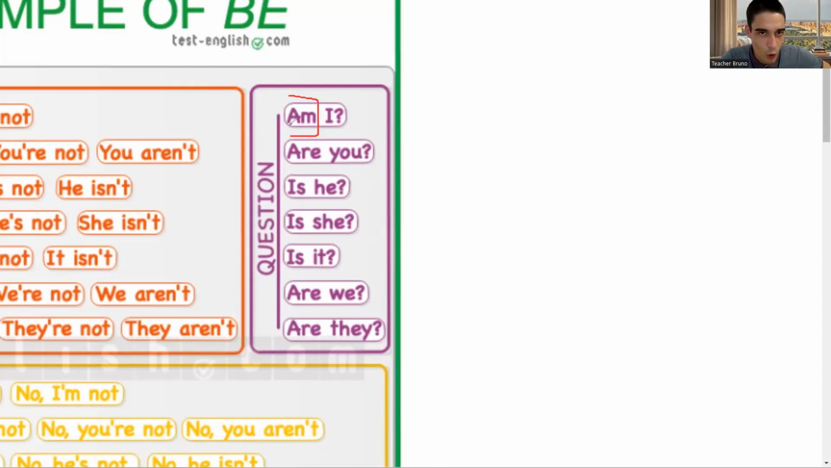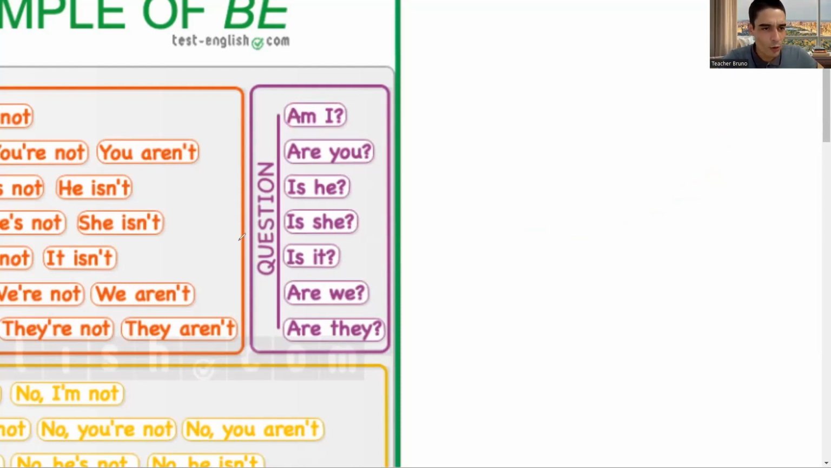We change the order and pay attention to your intonation. Am I? Are you? Are you paying attention? Is he? Is she? Is it? Connecting the sounds. Connected speech is an essential and crucial part of the English language. So if you have a consonant and a vowel, let's connect both of them. Is it? Are we? Are they? So this is the question form of the verb to be.